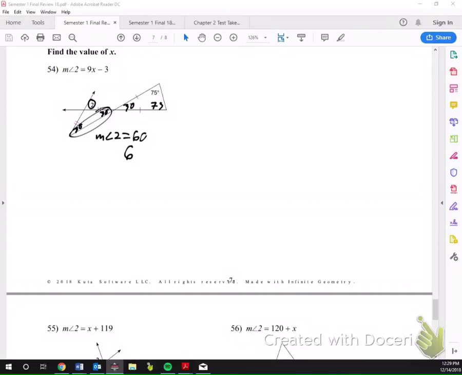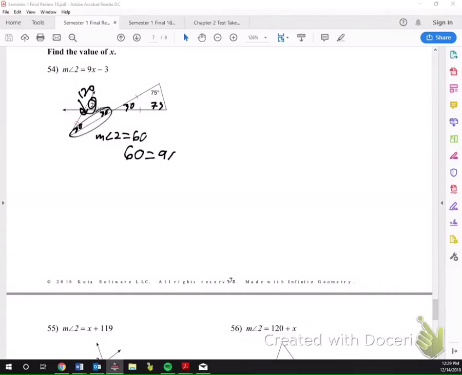Okay, now notice if I did it the long way and went 30 plus 30 is 60, that would mean this angle right here is 120. Those 2 form a linear pair. 180 minus 120 is 60.